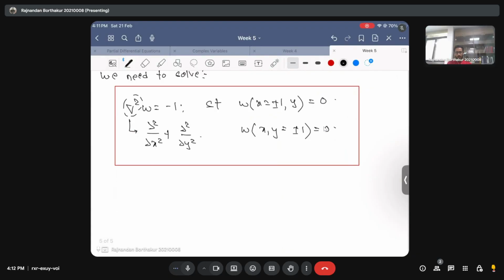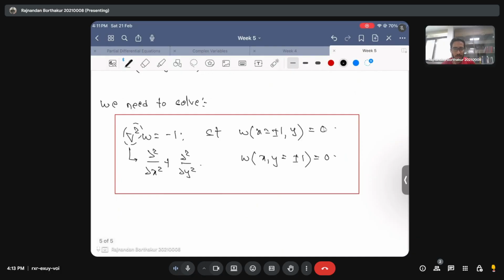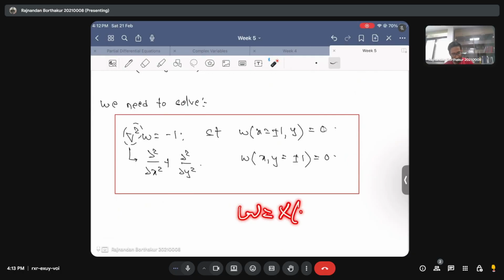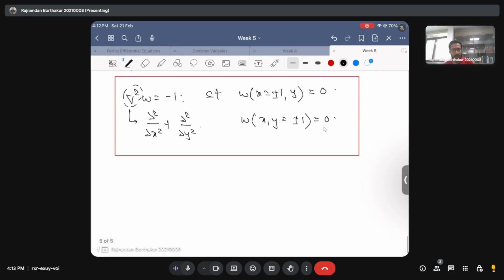Okay, so now here is the thing that you need to understand. See, had this equation been just del square w equal to 0, which is known as the Laplace equation, we would have just taken w to be of the form some capital X of x times some capital Y of y, which is the classic separation of variable technique. But now, since we have a non-homogeneous part here, we cannot directly use separation of variables because the equation is not homogeneous. So for this, we will still try to use separation of variables with a slight modification, by taking a solution of a particular form.